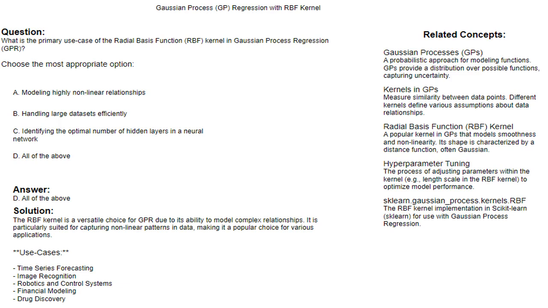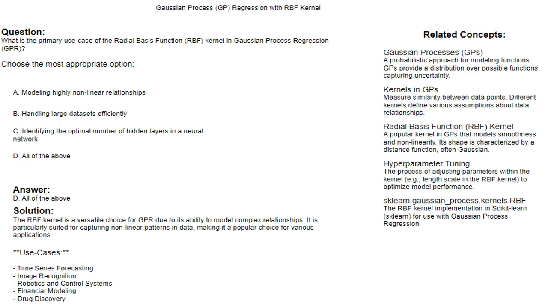True. C. Identifying the optimal number of hidden layers in a neural network. Incorrect. The RBF kernel is used in the context of Gaussian processes, not neural networks. While both deal with modeling data, their approaches and applications differ. Identifying the optimal number of hidden layers is a key hyperparameter optimization problem in deep learning, typically addressed using techniques like grid search, random search, or Bayesian optimization.